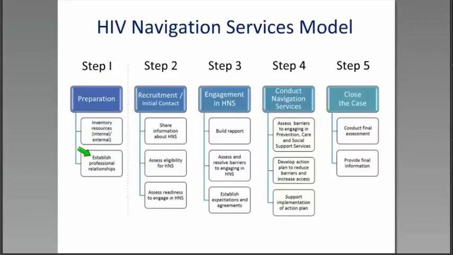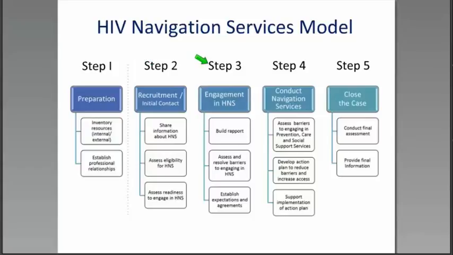The second step talks about recruitment, and recruitment, as I mentioned before, has to do with how a client is brought in. In some cases, the client might be referred to you by other colleagues. In some cases, it might require you to actually go out there and look for your clients. It is in this step where you're also going to be talking to potential clients about what HNS is, assessing eligibility to see if they qualify for the services, as well as assessing their readiness to engage in navigation services.